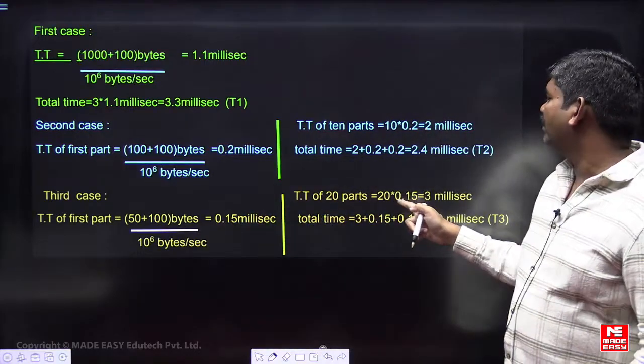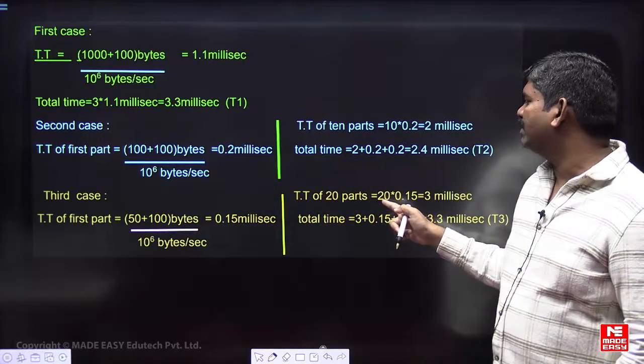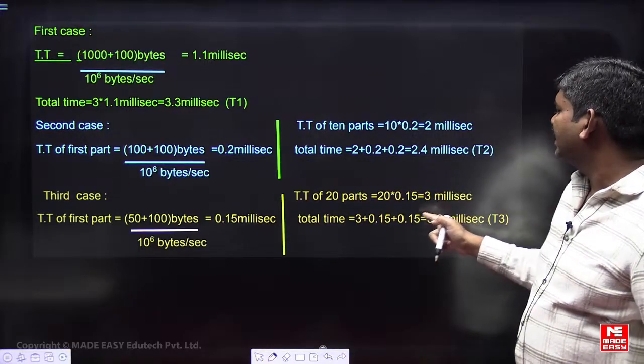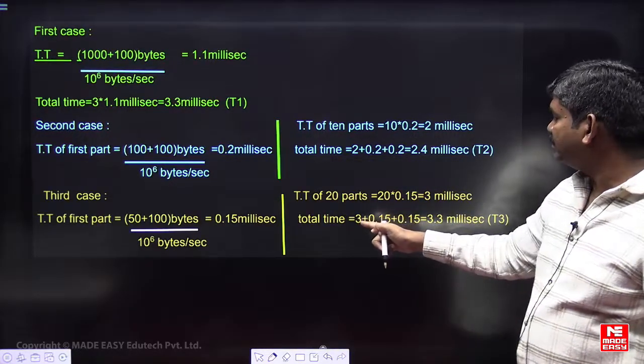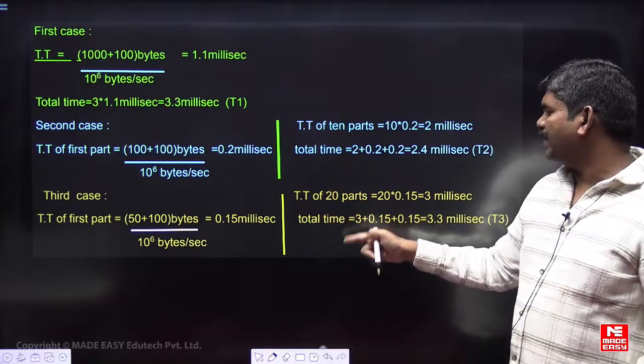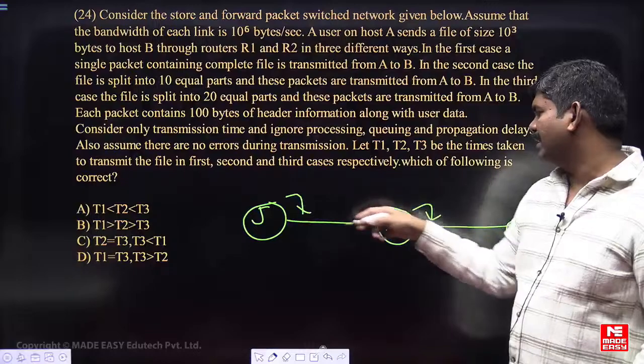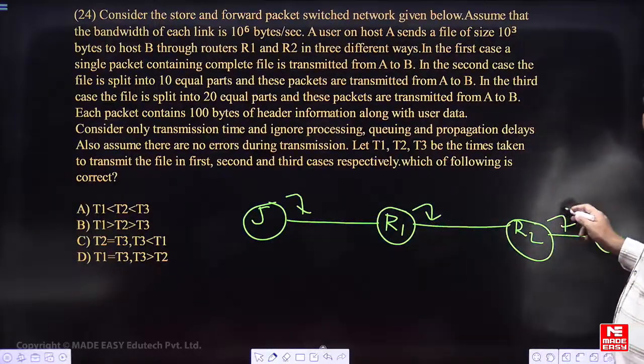So 0.15 into why 20? Because you divide it into 20 equal parts. So 0.15 divided by 20 is 3 milliseconds. In the next 2 hops, when the 20th packet is here, you can see the same diagram. When the 20th packet is here, the 19th packet and 18th packet will be there.